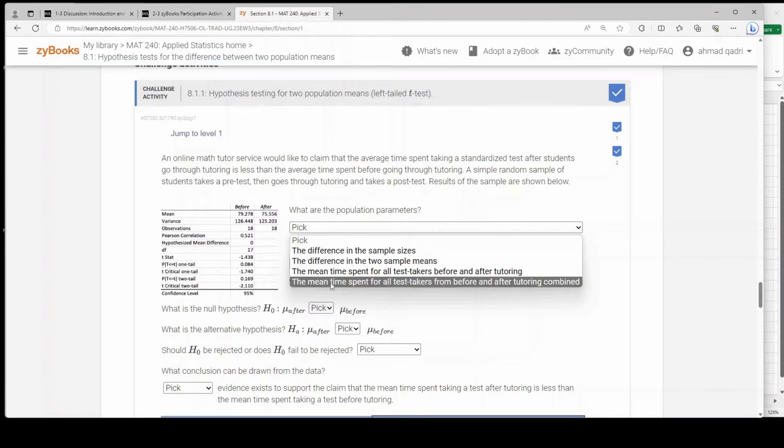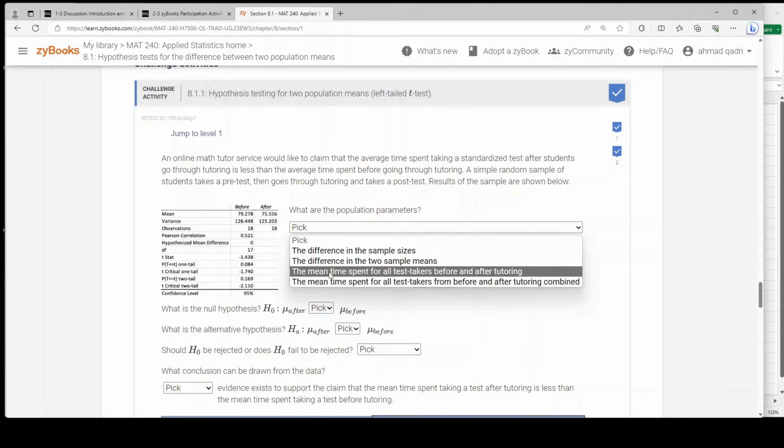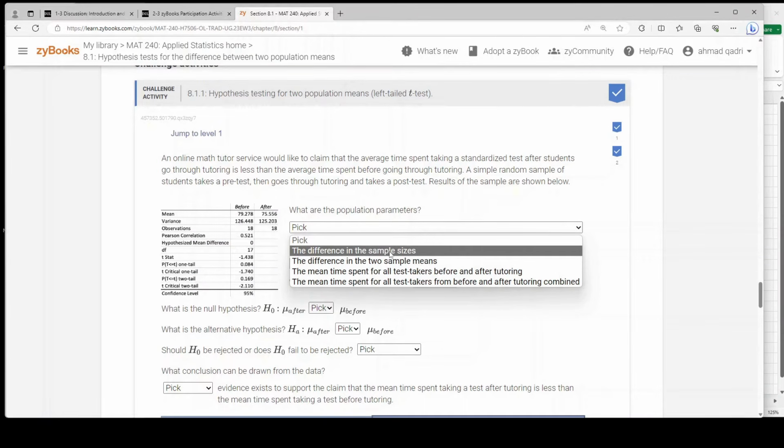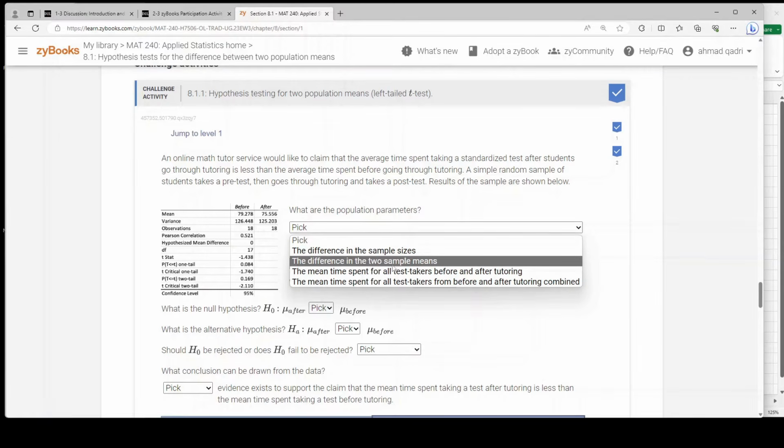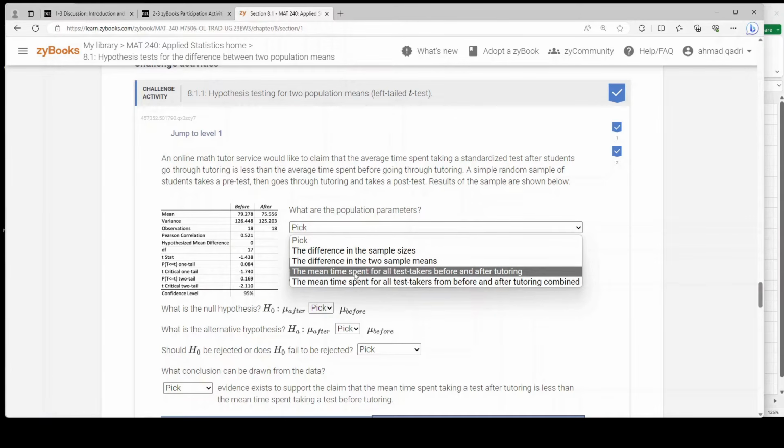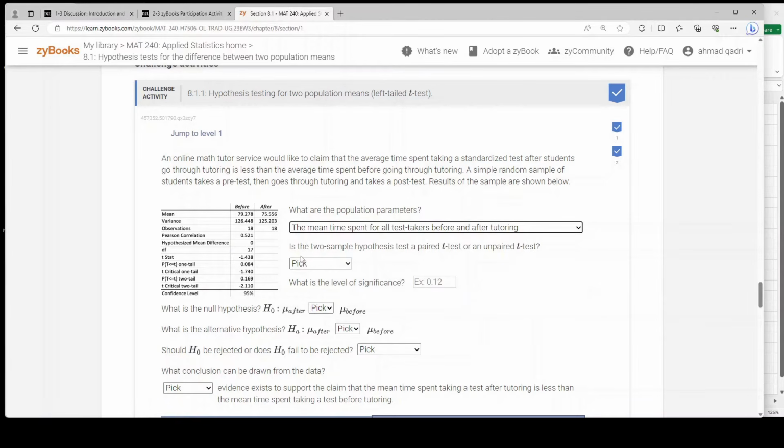So out of these options here, the difference in the sample sizes, that's incorrect. It's difference in the two sample means, that's not correct. We're looking for the population parameters. The mean time spent for all test takers before and after tutoring. This is the correct answer. All right, is the two sample hypothesis test a paired t-test or unpaired? It is paired because the same students are taking the pre-test and the post-test.